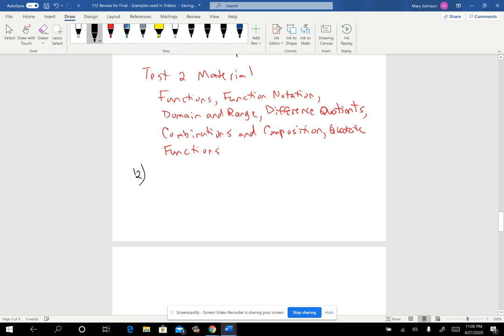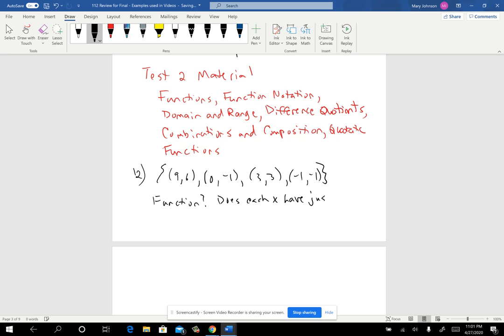I thought I'd go ahead and look at number 12 because it gets at the concept of a function. So this one lists not an equation of any type, doesn't give you a graph, it just gives you a set of ordered pairs for your relation, and you're trying to decide, does this satisfy the definition of a function? So you're thinking about function, okay? And you should ask yourself, does each x have just one y? That's kind of what you're looking for.